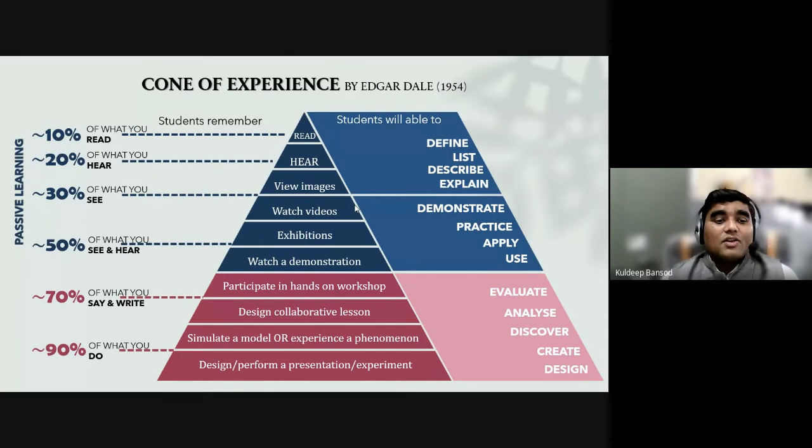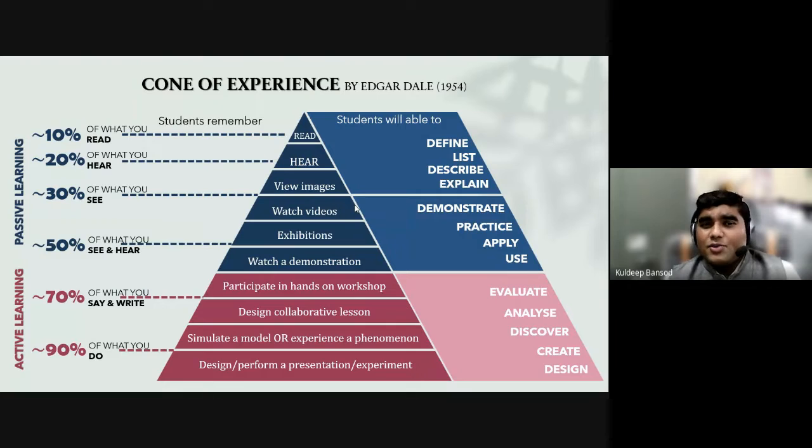At last, you can have a simulation, a model, or the experience of a phenomenon. You can ask them to design, give a presentation, or perform an experiment, which increases the students' remembering capacity up to 90% when they are performing something. So here, activity is important. The student has to perform the activity so that they become an active learner. With this, we can take students toward the highest level of Bloom's taxonomy and inculcate higher order thinking skills in them.